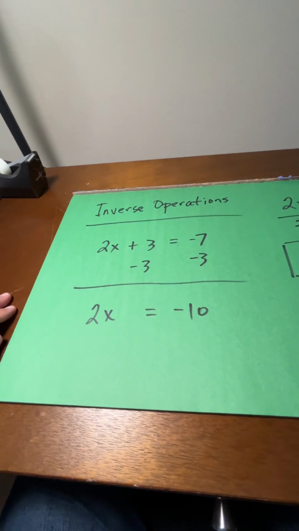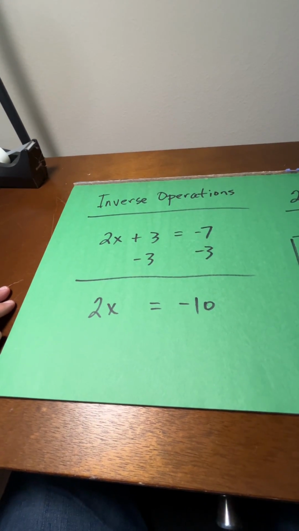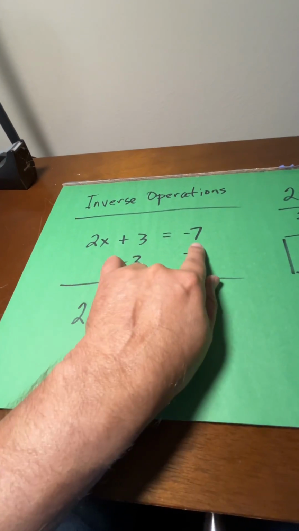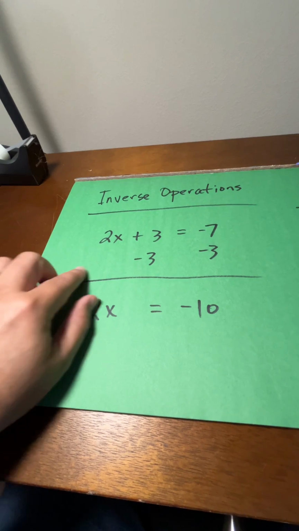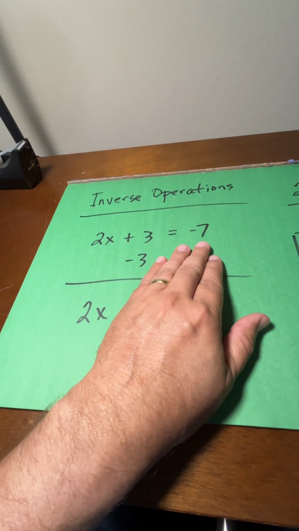Inverse operations. This is such an important tool and skill to be able to solve just basic pre-algebra type equations. Let's consider that we have 2x plus 3 equals -7.